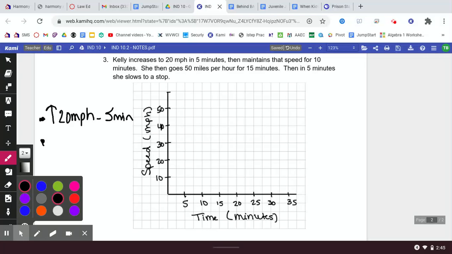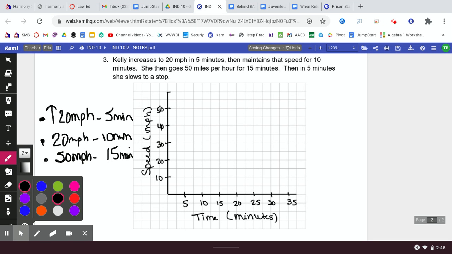What do you guys think? Yeah, 20 miles per hour because she just now got up to 20 miles per hour. And then it says she maintains that speed for 10 minutes. And then she gets 50 miles per hour. And she does that for 15 minutes.